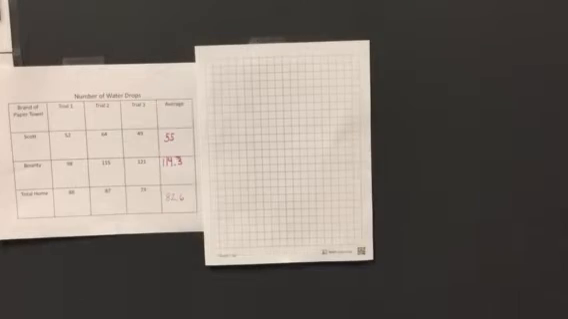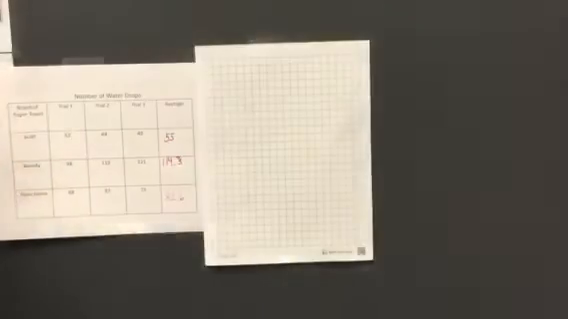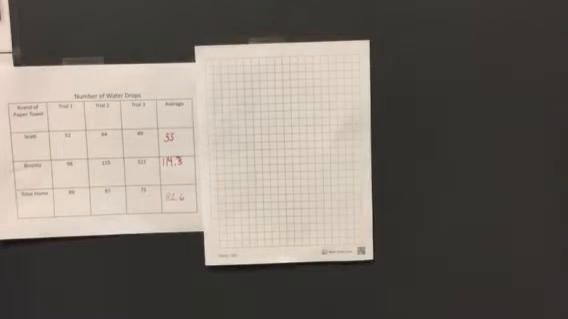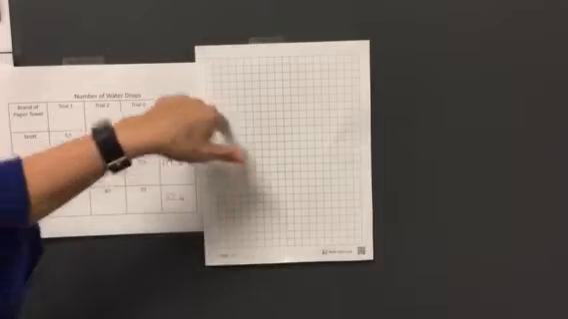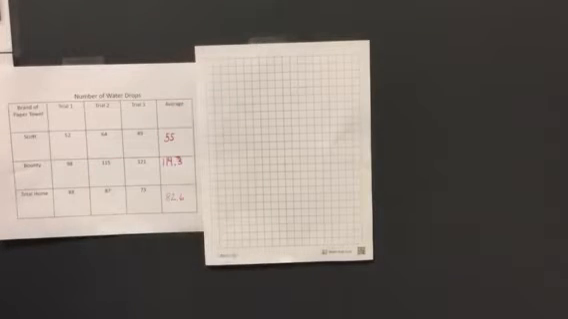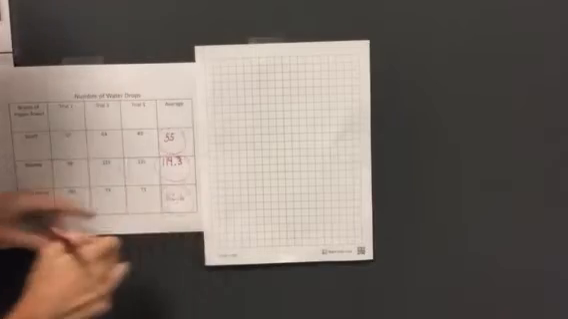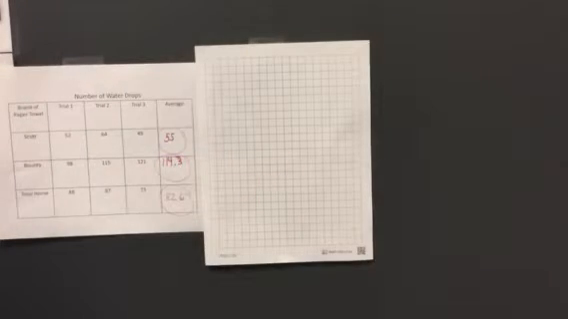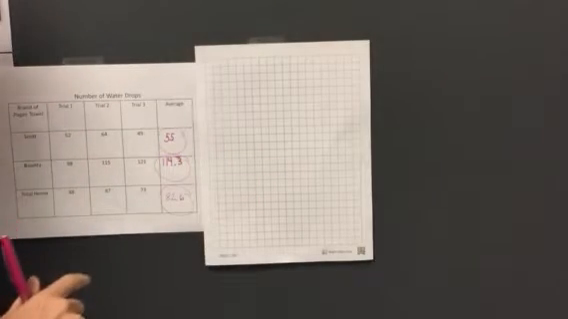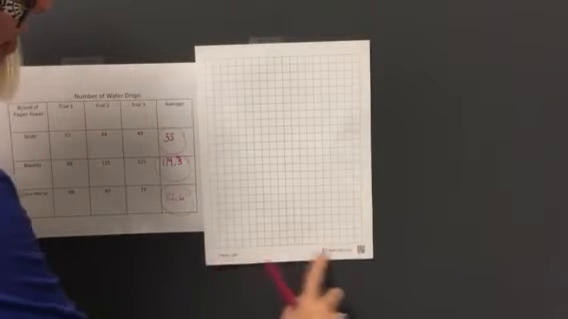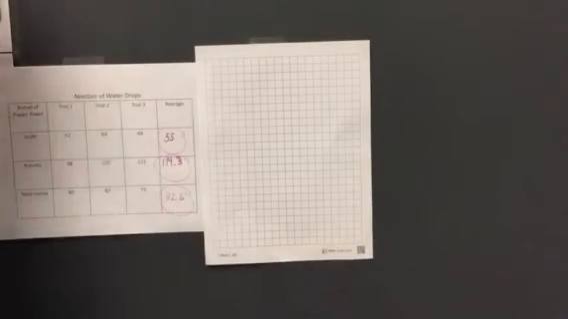Okay, boys and girls, once your data is complete and you have calculated your averages, you are ready to get a piece of grid paper to do your graphing. In this case, we're going to be constructing a bar graph, and you're going to be using your averages, these numbers right here, to construct your bar graph.